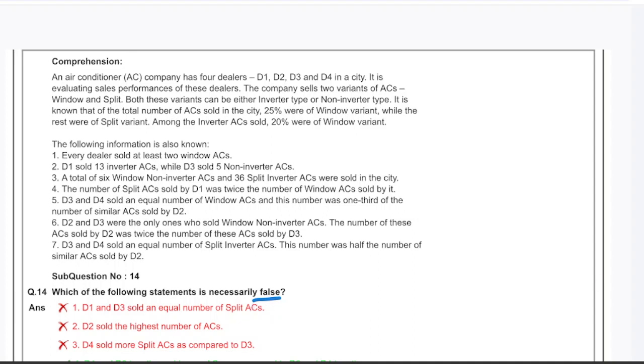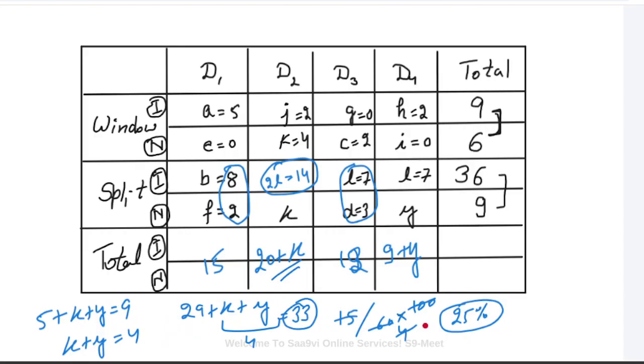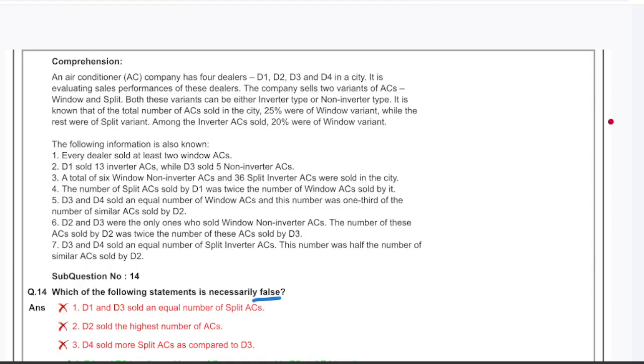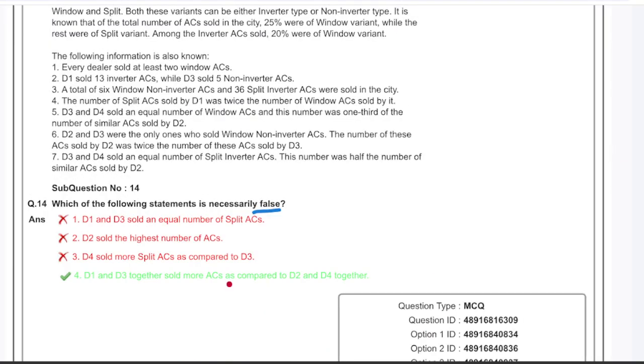Now D1 and D3 together sold more AC as compared to D3 and D4. Now D1 and D3 are selling 27 and the total is 60. So that means definitely they are selling lesser than, and they are saying more. That means this is the right answer because this is definitely false.